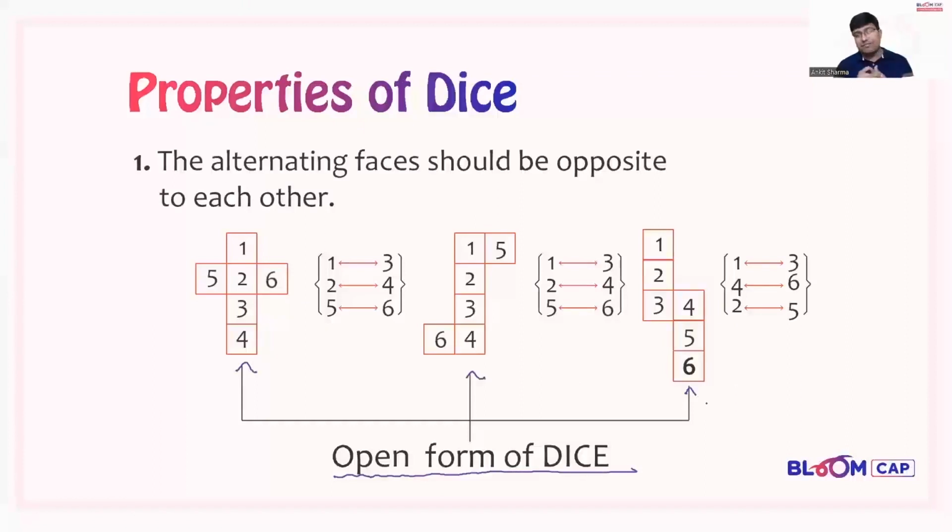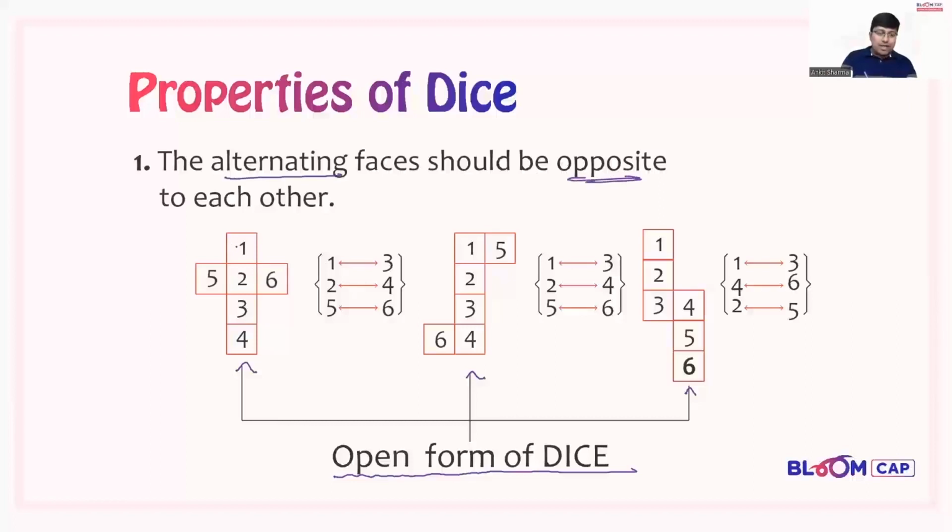Now after this, if the examiner says that we have to close the dice and again make it a proper dice, then which face will be opposite to which one? How to understand that easily? For that, I have brought this property, which clearly says the alternating faces should be opposite to each other. What is the meaning of alternating face? The alternating day of Monday is Wednesday. The alternating day of Tuesday is Thursday, means after skipping one. So the alternating faces should be opposite to each other.